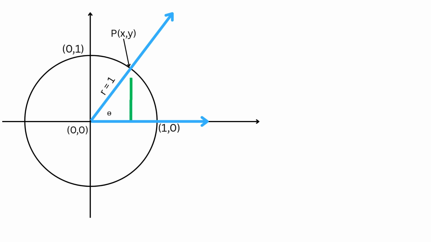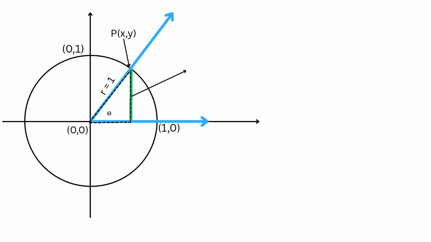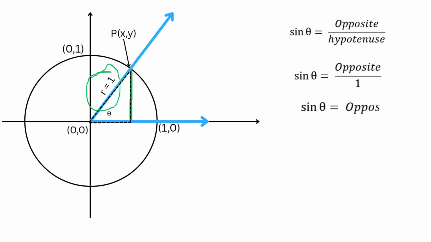Next, let's draw a perpendicular line from point P down to the x-axis. This forms a right-angled triangle with the angle theta at the origin. Here, this side is the opposite side, this one is the adjacent side, and this is the hypotenuse. Alright, moving on. We know that sine theta is the opposite side divided by the hypotenuse. Now, in this right-angled triangle, the hypotenuse, which is actually the radius of the unit circle, is 1. So, if we plug that in, sine theta just becomes the length of the opposite side.